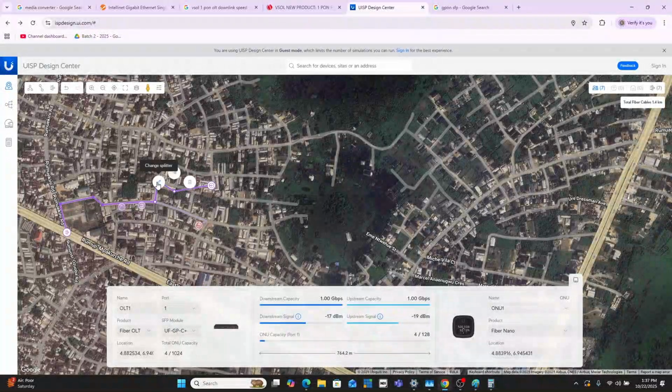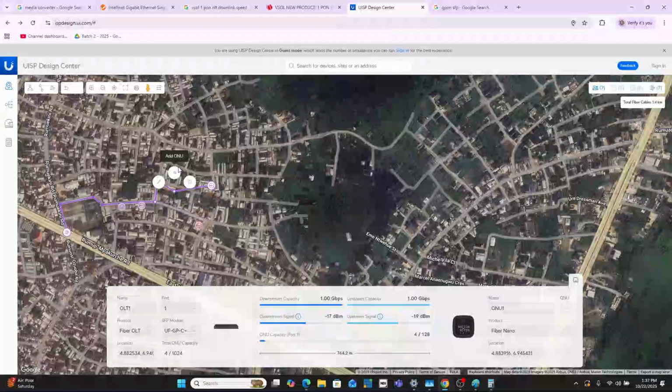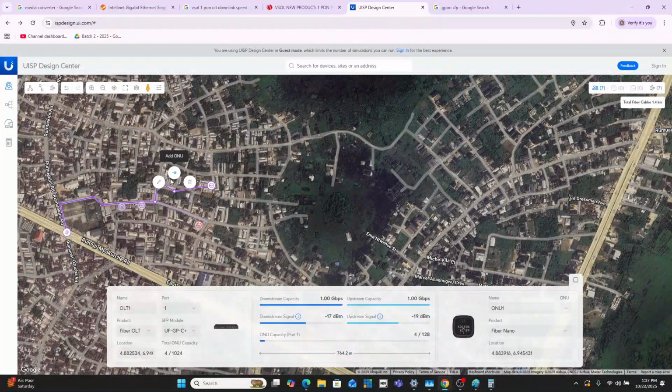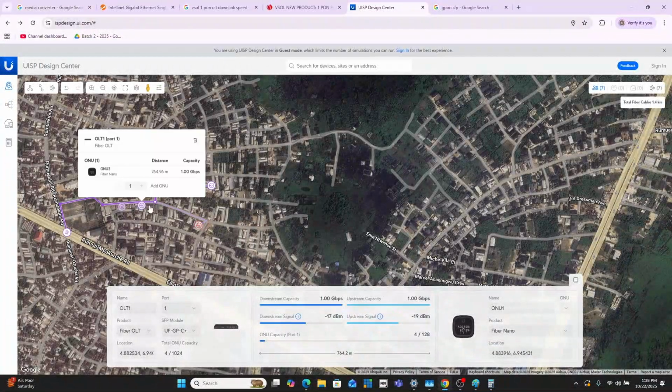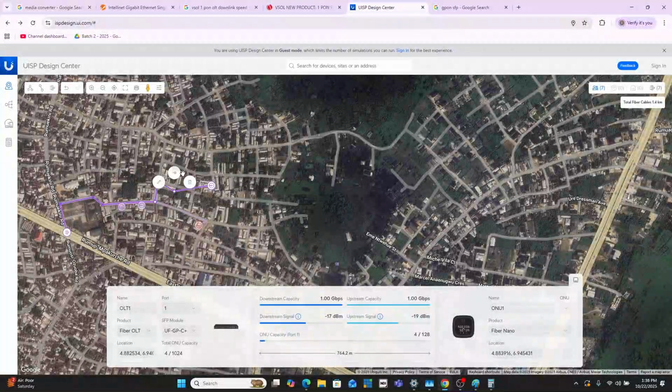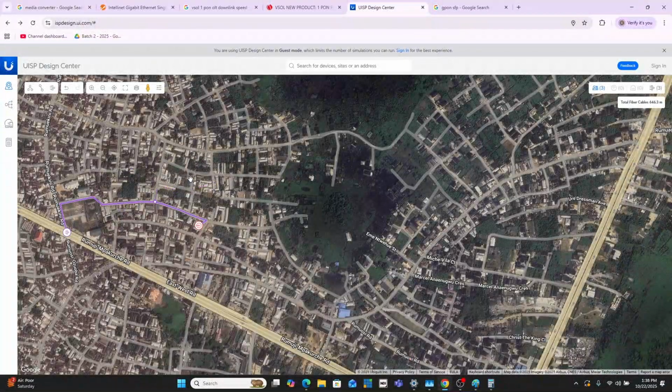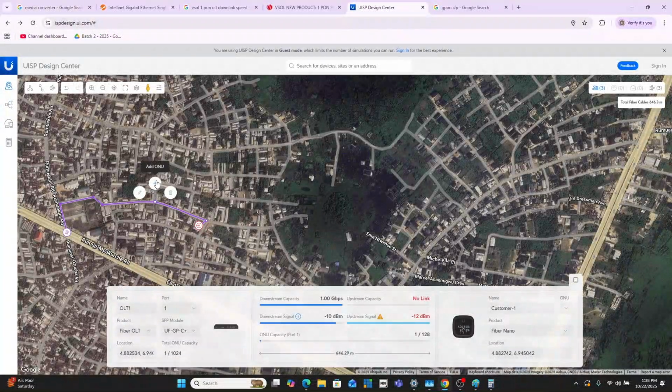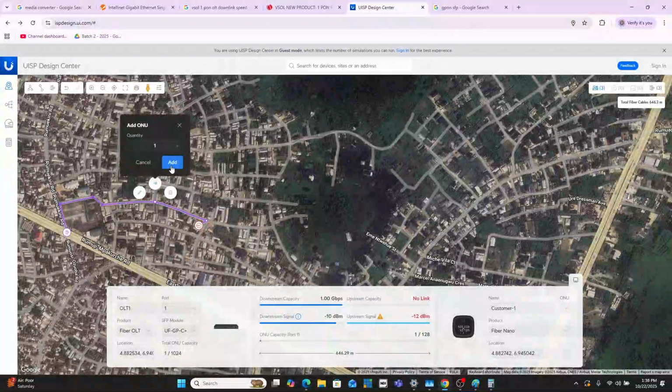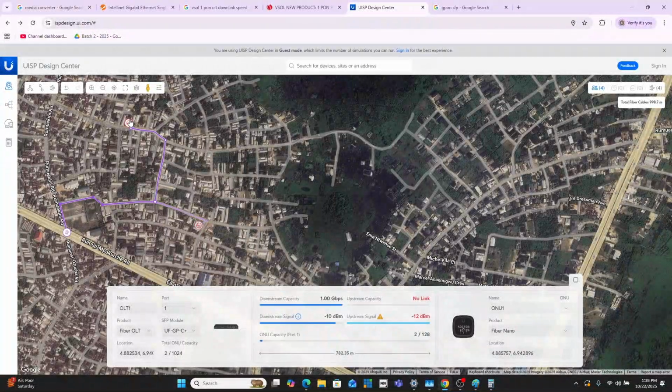But when we added multiple customers, there was a problem that we created by adding multiple customers. It automatically added a splitter for them, right? So these 3 customers that were added, they are all added to this splitter. So I don't need that. I wanted to add all of them down here. So I'll delete that and start over. I'll just select add ONU, just one. Yeah, so this is correct. This is what I wanted to achieve.